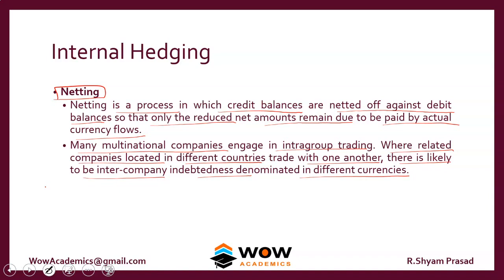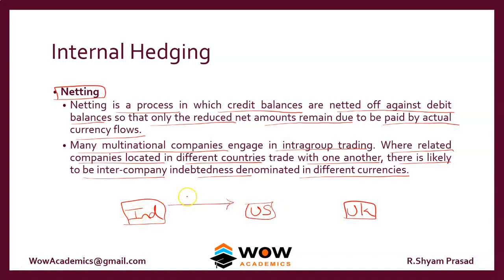Similar to the matching concept, what happens here is there might be several subsidiaries. For example, Nestle company might have a US subsidiary, a UK subsidiary, an Indian subsidiary. Okay, they might have several subsidiaries. So all these subsidiaries will be trading against each other. For example, the Indian subsidiary has to pay $1000 and the US subsidiary has to pay $600 as outflow. Okay, and the UK subsidiary has to pay the US subsidiary around $2000 and the US subsidiary has to pay around $1000.